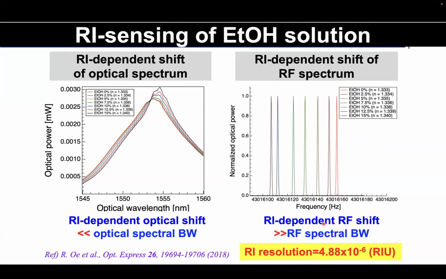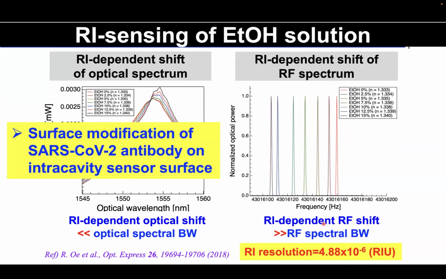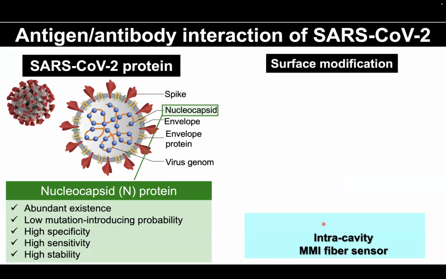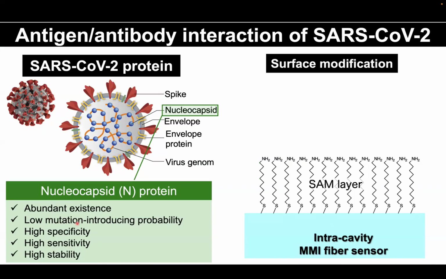So we next make the surface modification of SARS-CoV-2 antibody on the intracavity sensor surface. For the optical biosensing of SARS-CoV-2, we use an antigen-antibody interaction of SARS-CoV-2 protein. Among the several proteins in SARS-CoV-2, we selected the nucleocapsid protein, or N protein, due to the abundant existence, low mutation probability, high specificity, sensitivity, and stability. We made the surface modification of N protein antibody on the sensor surface via the SAM layer.